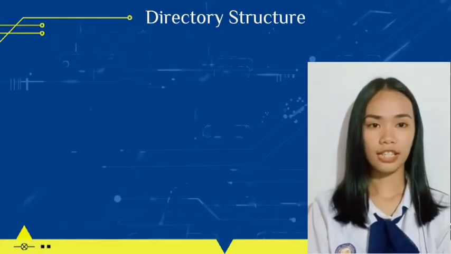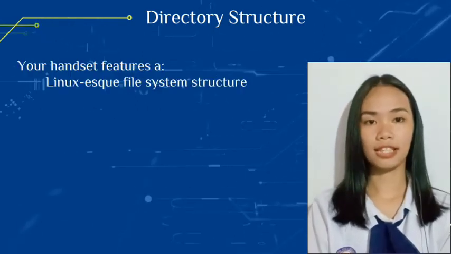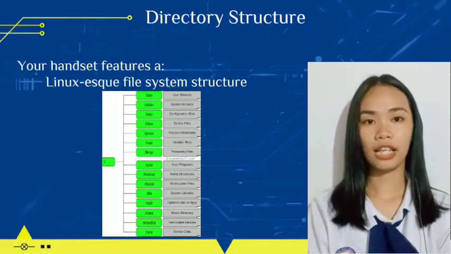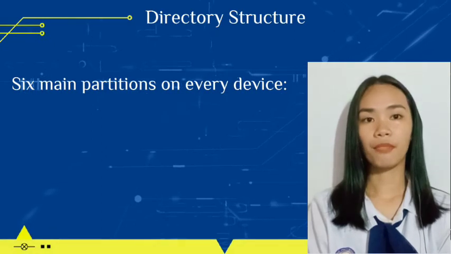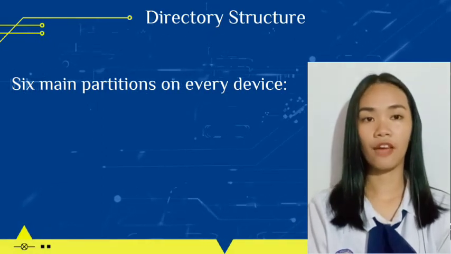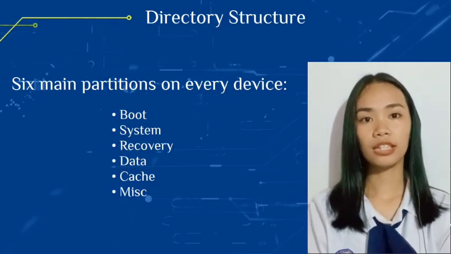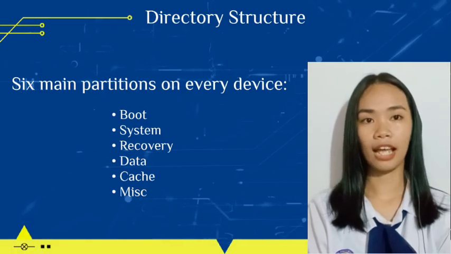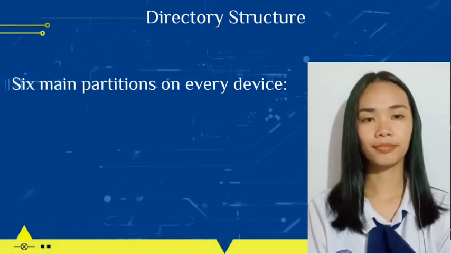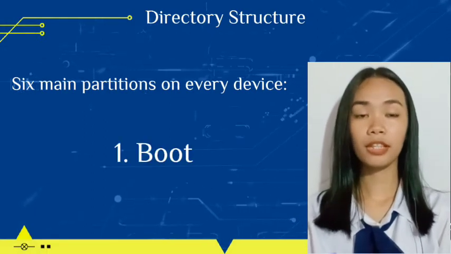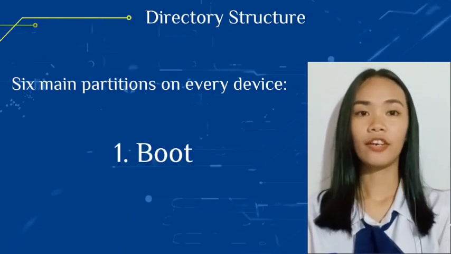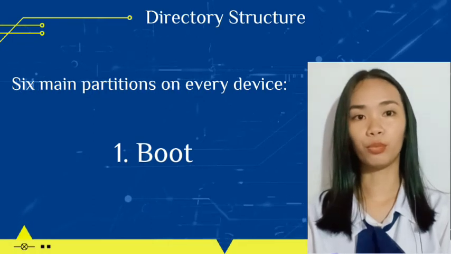Since Android is a Linux-based operating system, your handset features a Linux-style file system structure. Under this system, there are 6 main partitions on every device, which are boot, system, recovery, data, cache, and MISC. The first partition is boot. This partition contains the kernel and RAM disk required for the phone to boot when powered on.